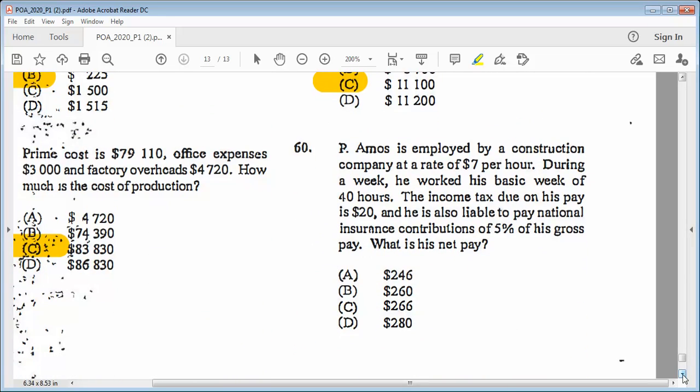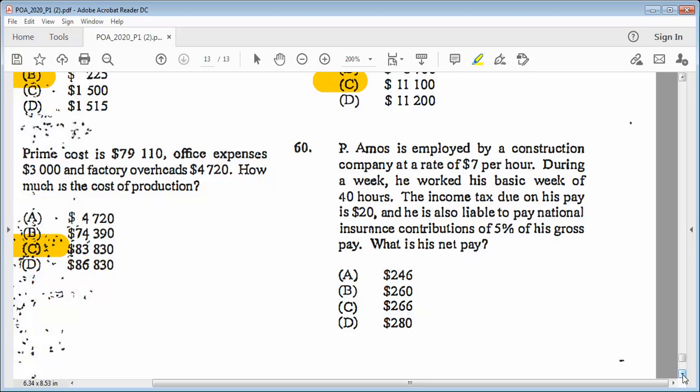It says P. Amos is employed by a construction company at a rate of $7 per hour. During a week, he worked his basic week of 40 hours. The income tax due on his pay is $20, and he is also liable to pay national insurance contributions of 5% of his gross pay. What is his net pay? A, $246, B, $260, C, $266, or D, $280.